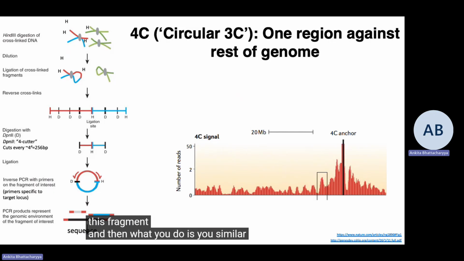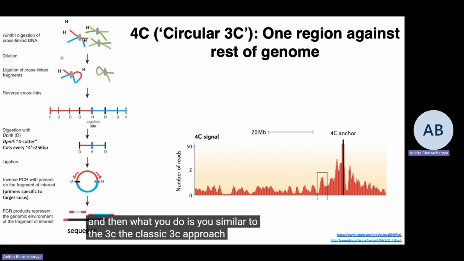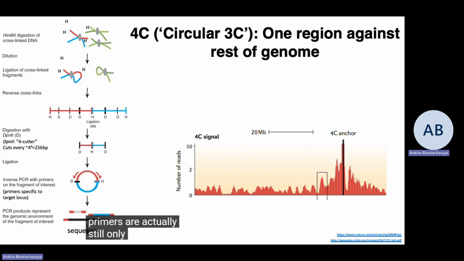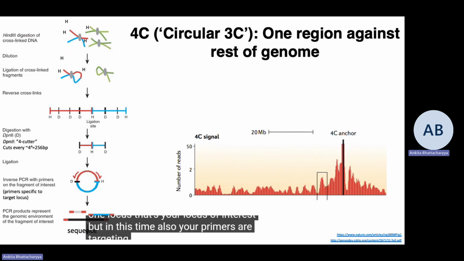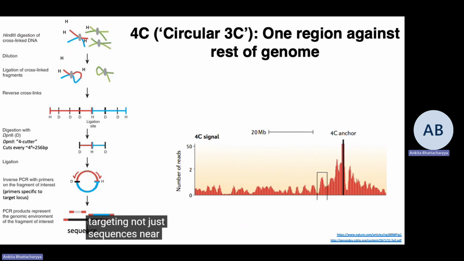Then, similar to the classic 3C approach, you anneal primers that are specific to your target locus. The difference with 3C is that your primers are still only targeting one locus, your locus of interest. But this time your primers are targeting not just sequences near the HIND3 cut sites, but also the DPN2 cut sites, because your chimeric fragments should have one HIND3 site and one DPN2 site.